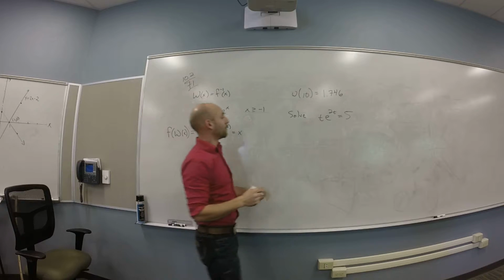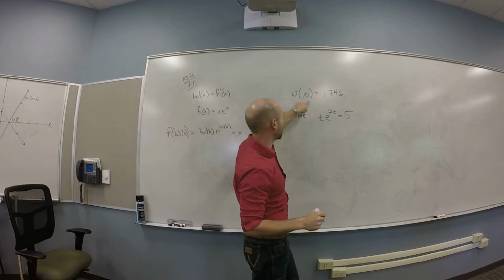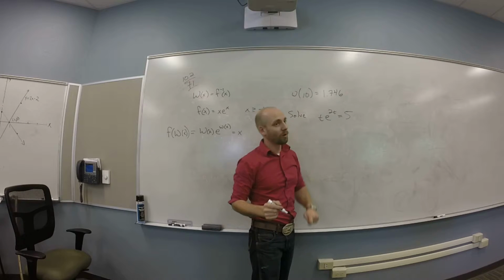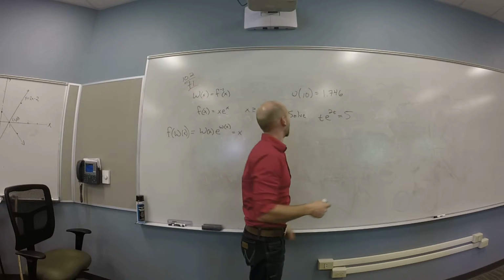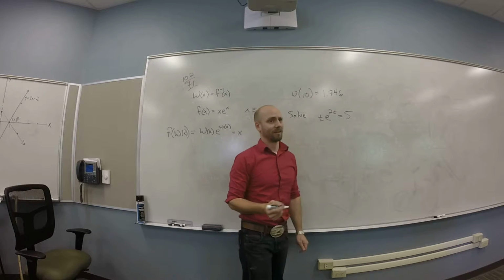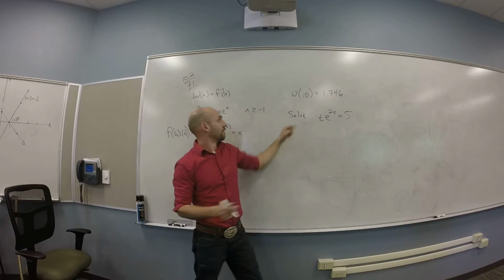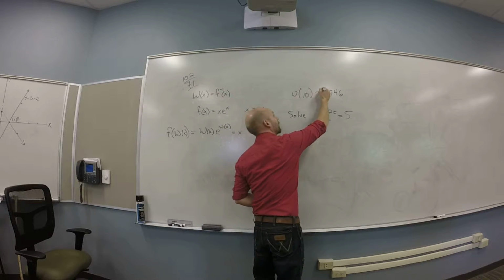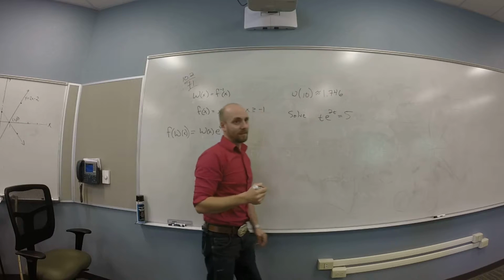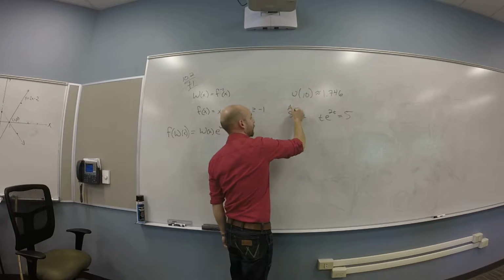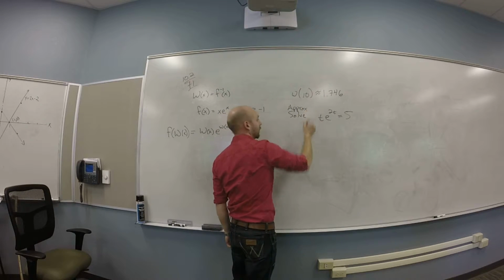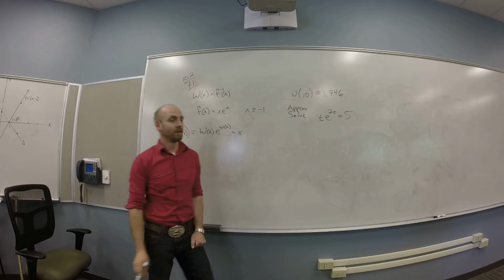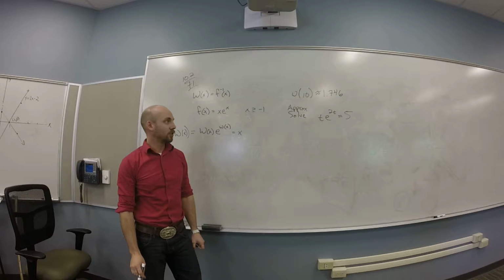Now, they tell me in 71 specifically, w of 10 is 1.746, and I can only assume that they're rounding here. Really, they probably ought to be asking you to approximate a solution to t e to the 2t is 5.